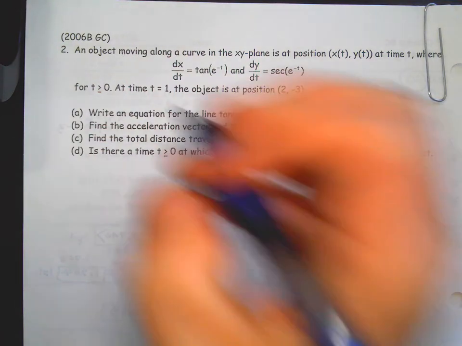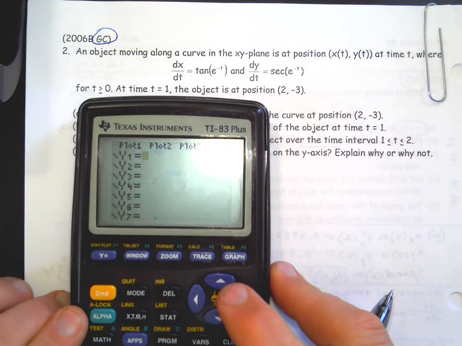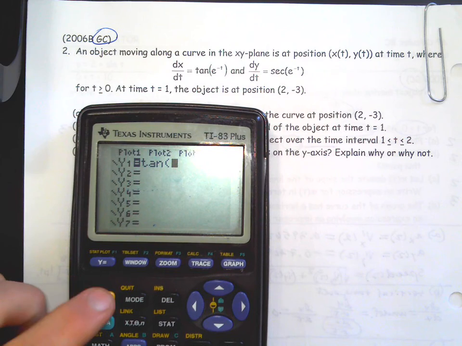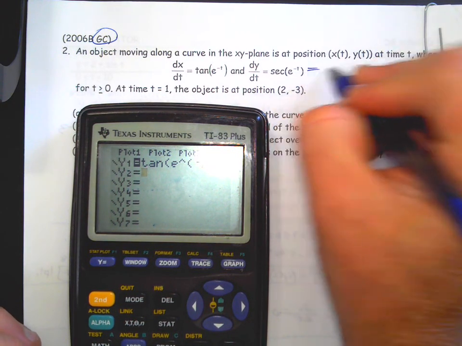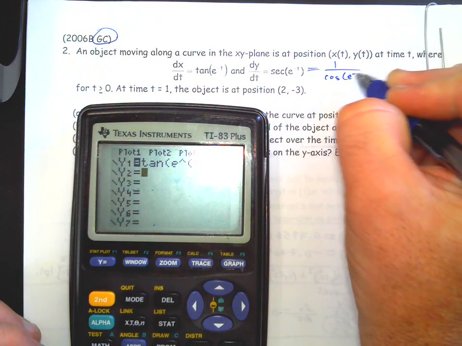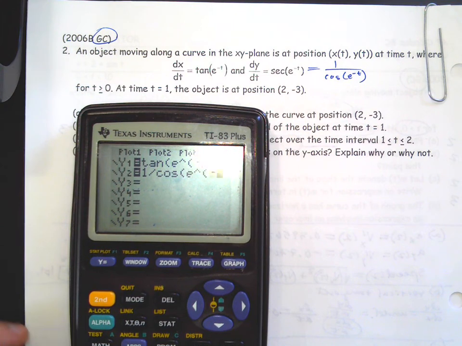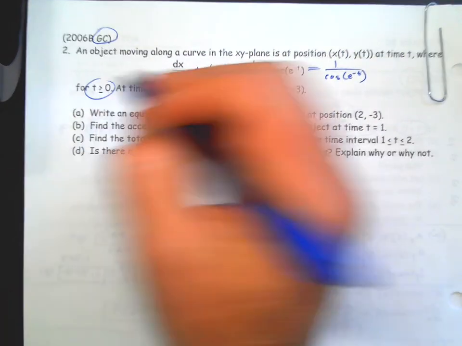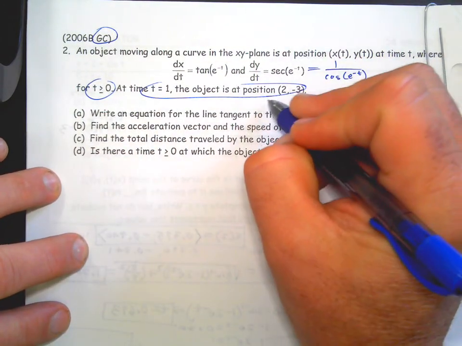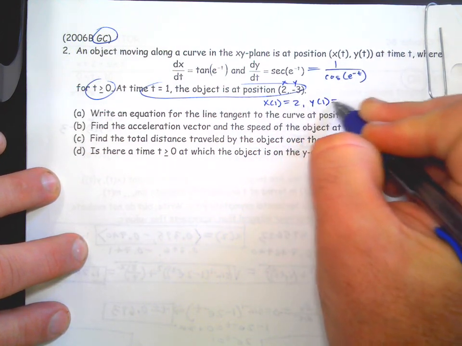Next question is graphing calculator. I'm just going to go ahead and enter these in right now. So I think I'll need them. It'll help. Tangent e to negative. I'm putting x's in. I'm not in parametric mode. I don't think I ever will. Secant is 1 over cosine, right? So that's the way I'm going to type it in. 1 over cosine. Okay. So that's good. Time is greater than 0, which is common. Time 1, position. So this is your x and your y. So x(1) equals 2, y(1) equals -3.